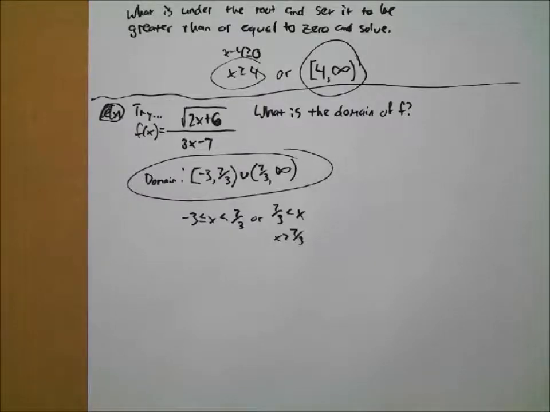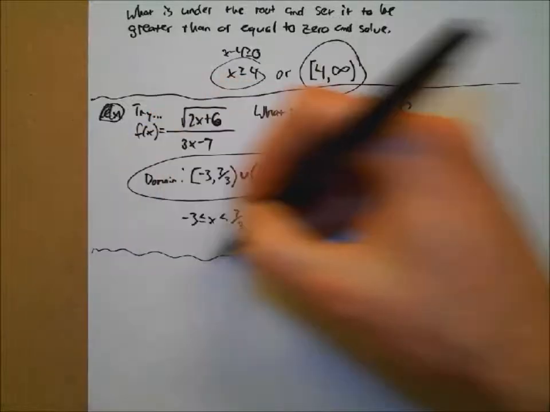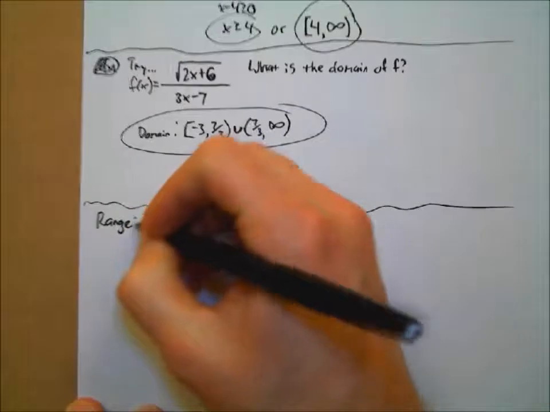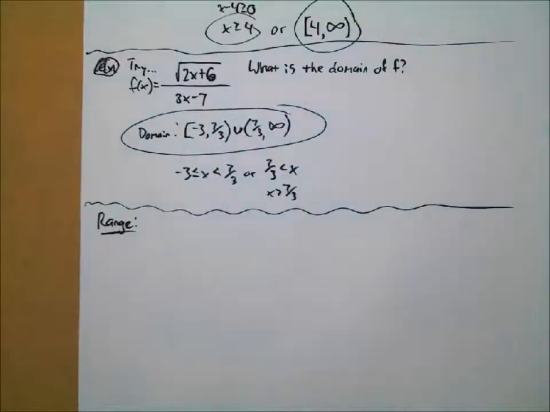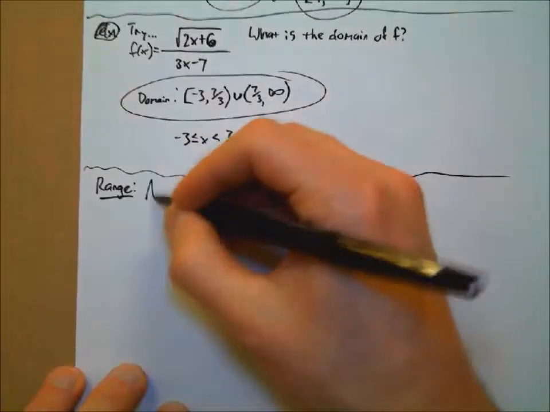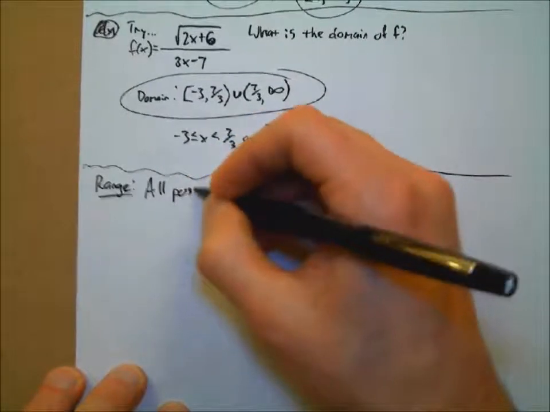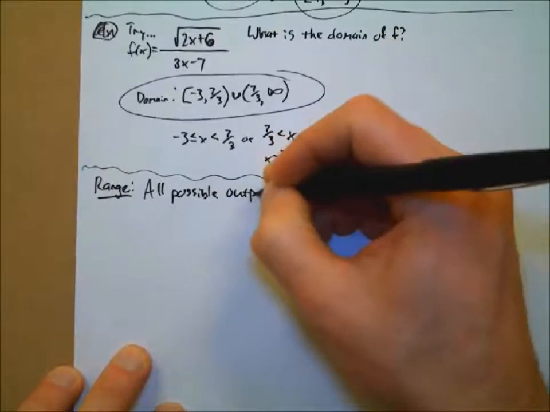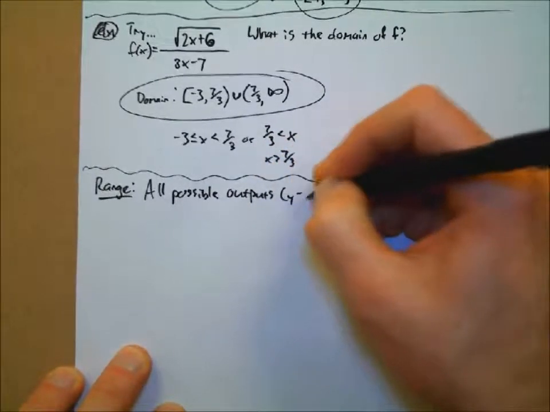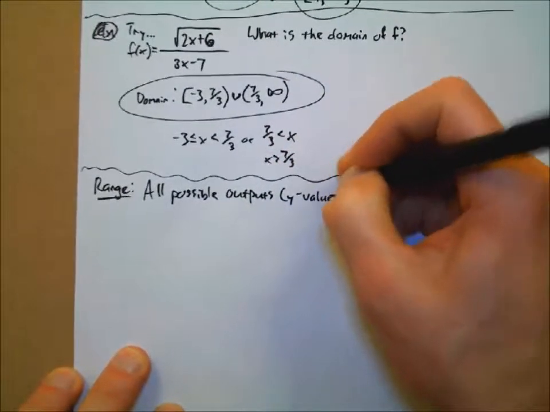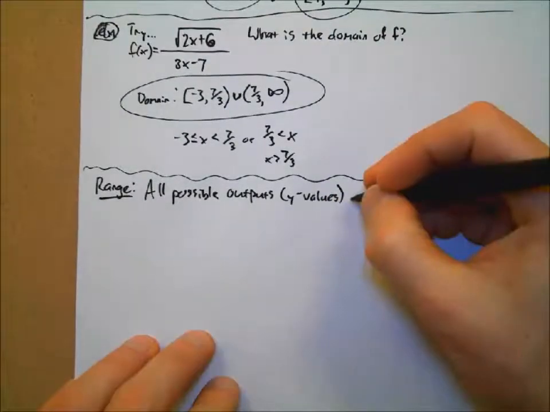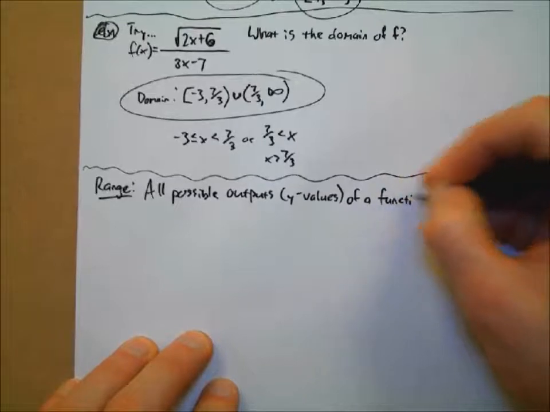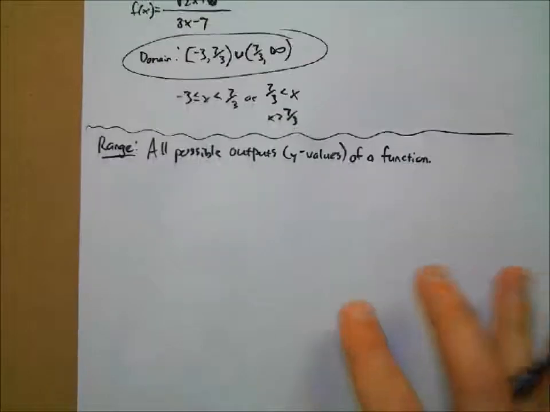So anyway, all right. Let's talk about range real quick. Range is a little bit tricky. These are all the possible outputs, or if you want to think of them as y values, or function values, of a function. I guess it doesn't really have to be a function either. It could just be a relation, but for our purposes, we're going to be working most with functions.